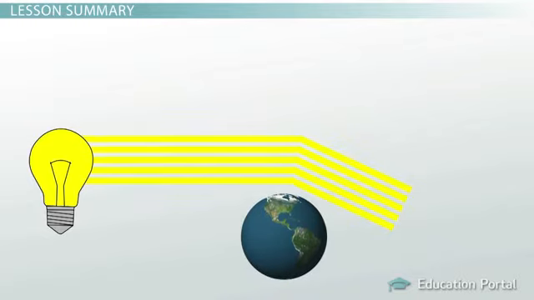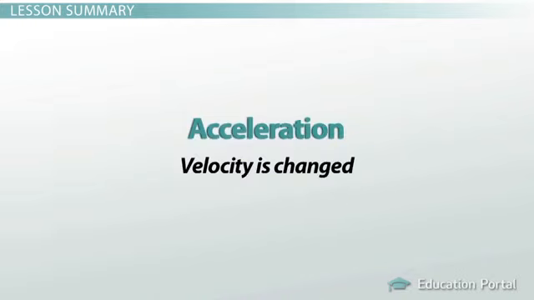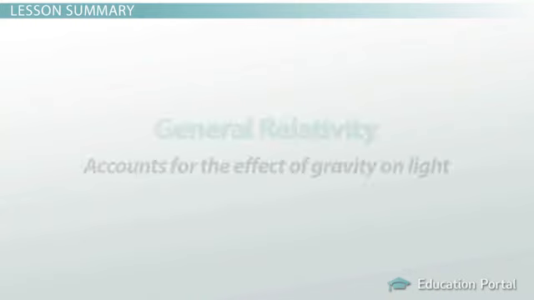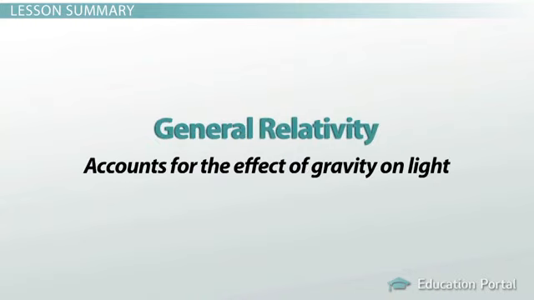Light bends and changes its direction within the gravitational field. This change in direction is a change in velocity. Therefore, light accelerates within the gravitational field. Specifically, light speed decreases in a gravitational field. General relativity accounts for the effect of gravity on light.